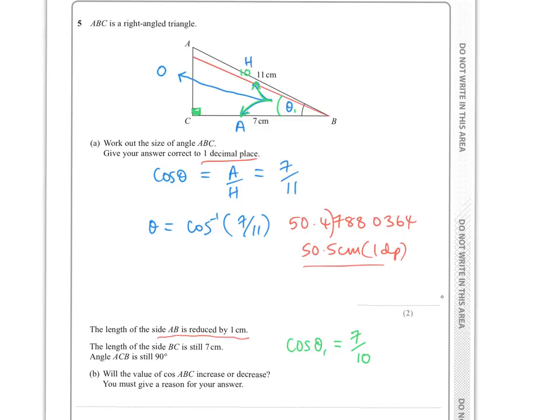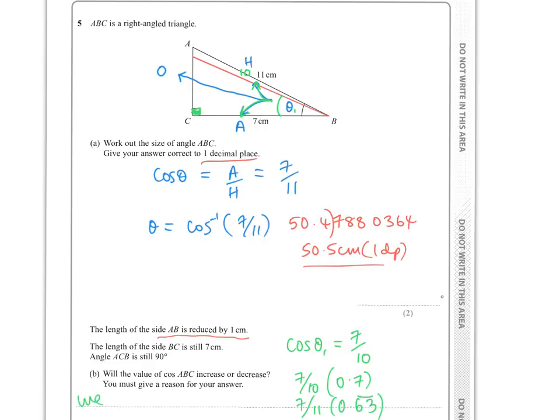And I think you can see using your calculator that 7/10 is 0.7. What we had before was 7/11, and I'll do that on my calculator. 7 divided by 11, that's 0.63 recurring. So we can see that it has increased.